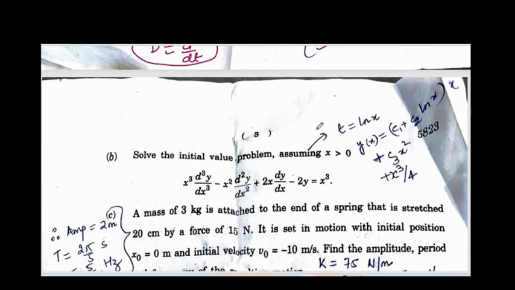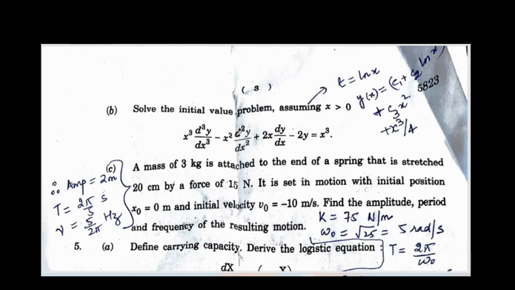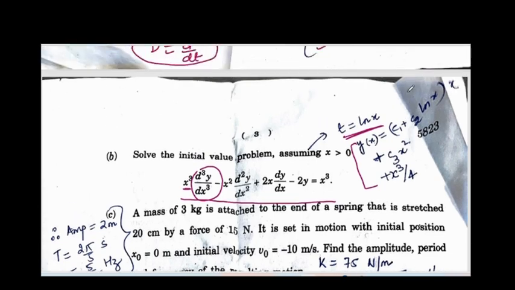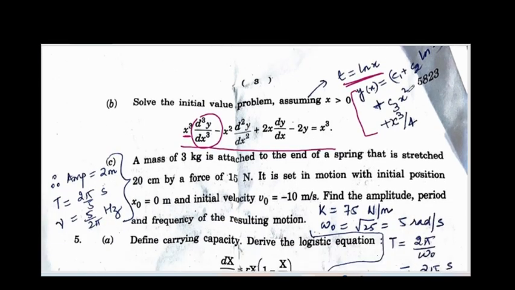Moving on to part B, it's the Euler equation question. You can see it's Euler because the same power of x is attached to the corresponding order derivative. So it's standard Euler, so you're going to make a substitution as t or v, whatever you want to call it, as a new variable which is log of the original independent variable, and then the usual technique helps you to find out the final answer in this case also.